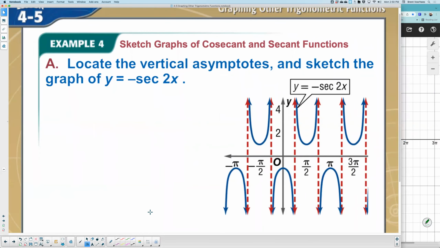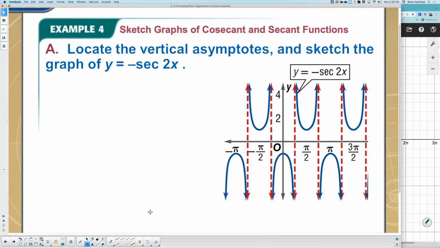So solving this one. Same stuff. Here, find the vertical asymptotes and sketch the graph of negative secant 2x. I have a negative value in the front. Will that have any effect on my asymptotes? No, because that's a vertical transformation that won't affect whether or not my asymptote still goes from forever up to forever down. That'll have no effect.